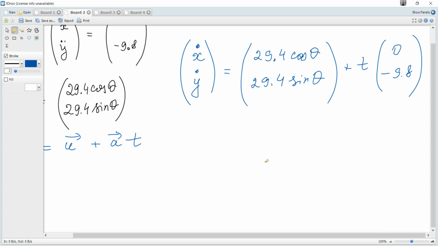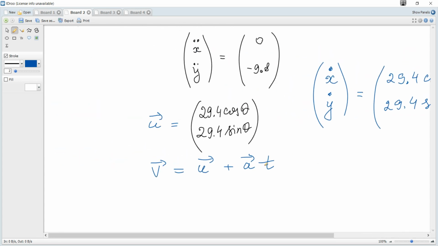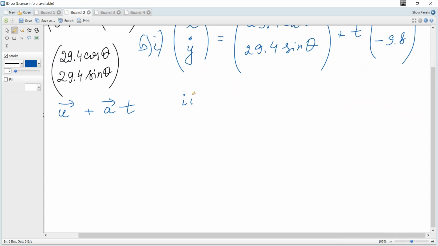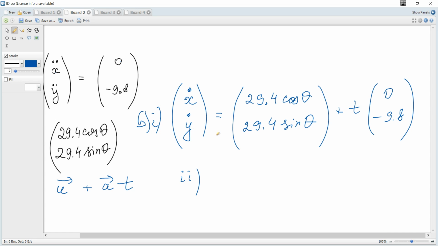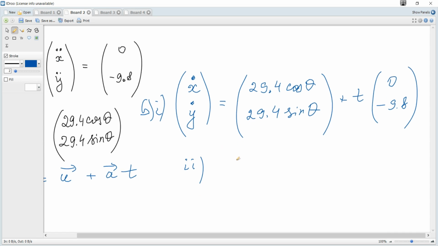BI, find an expression for the velocity at time t, done. It's BI, and the next part: hence show that when the T-shot is launched vertically, the time for it to reach its maximum height is 3 seconds. 3 marks. And you remember that at the highest point, the vertical component is equal to 0.